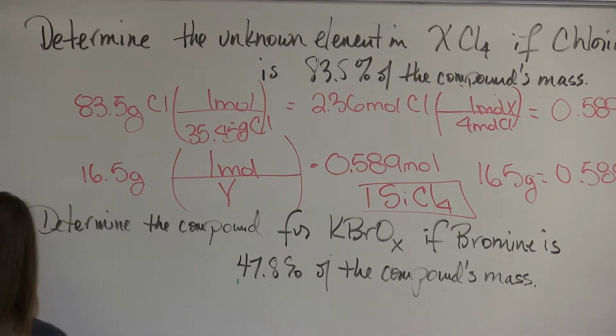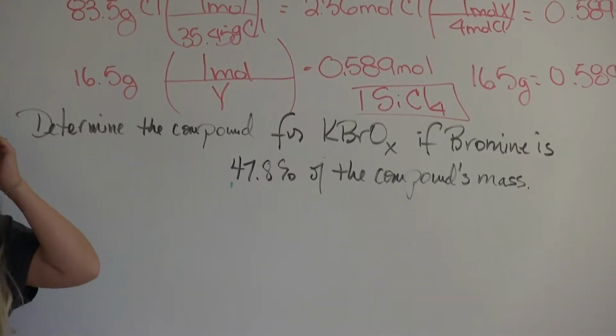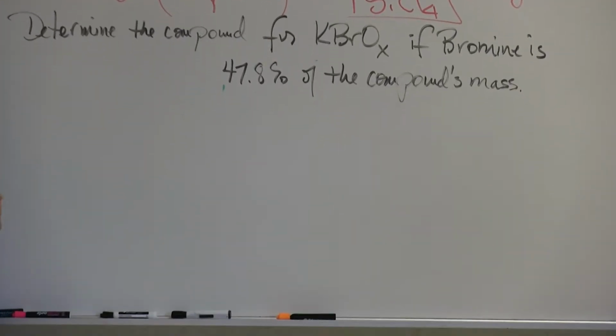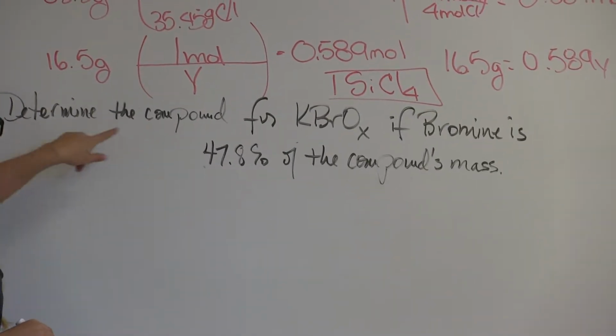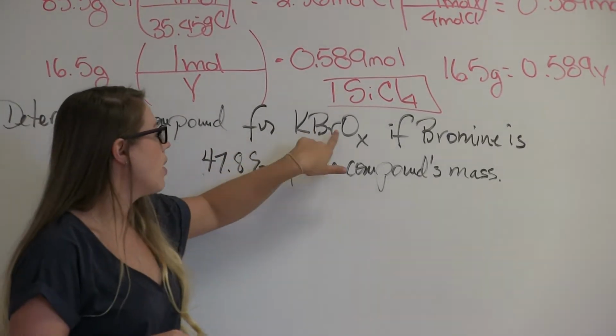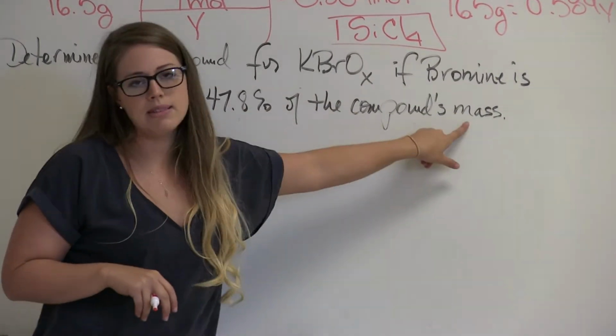Okay, now let's move on to the next problem. Let's say, what if now we don't have just 2 elements in our compound? We've got 3 elements. It's going to make us a little more difficult, but we can still do it. So here, it's saying determine the compound for KBrOX if bromine is 47.8% of the compound's mass.